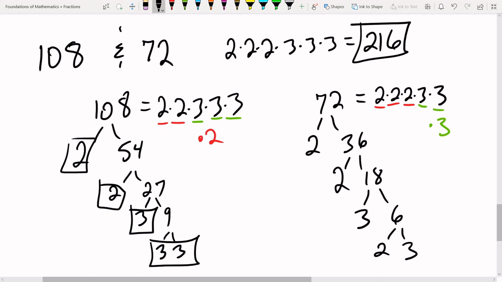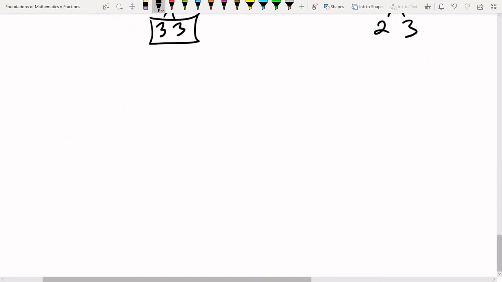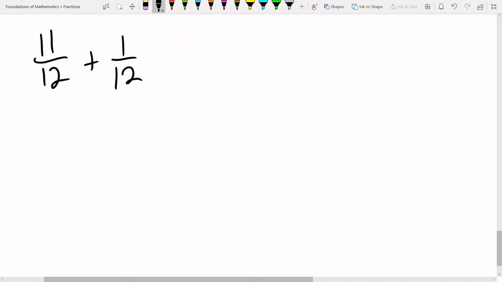Both 72 and 108 can go into 216, and that's the smallest number they can both go into. That's what the least common denominator means. Okay, with a little bit of practice like that, let's actually do some addition and subtraction problems. See how they go. This one should be straightforward.